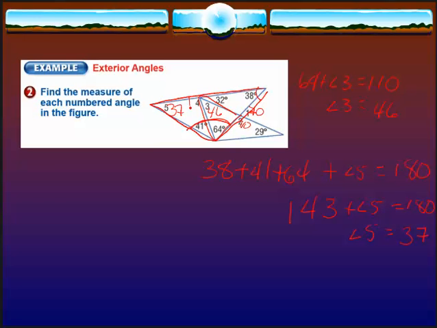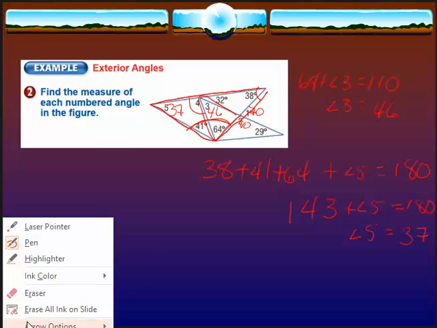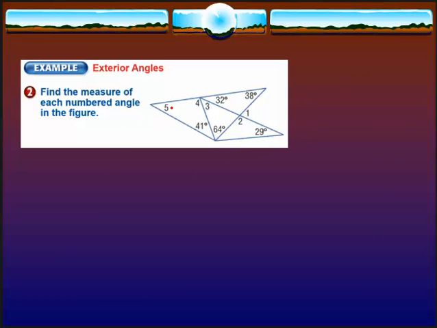And then the last one I'm going to find is angle 4. Remember that, 37 degrees. I'm going to erase all this. Okay, this was 37. So to find angle 4, I'm going to use this smaller triangle here. 37 plus 41 plus that angle 4 is going to equal 180. 78 plus angle 4 equals 180. So angle 4 would equal 102 degrees.